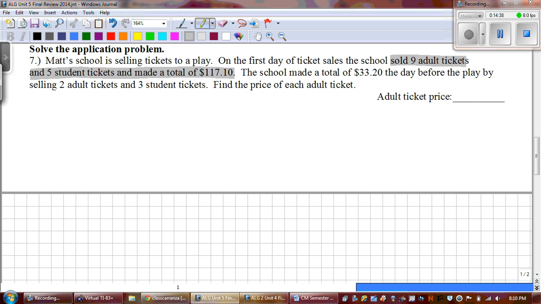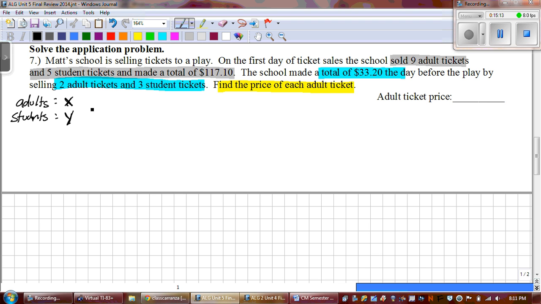The school made, so this is another one, a total of $333.20 the day before, selling 2 adult and 3 student tickets. They want to find the price of each adult ticket. Okay, so the two things we need to know are the adult and the student tickets. Because adult came first, I'm going to make that my x. Okay? And now let's go ahead and write our equations.